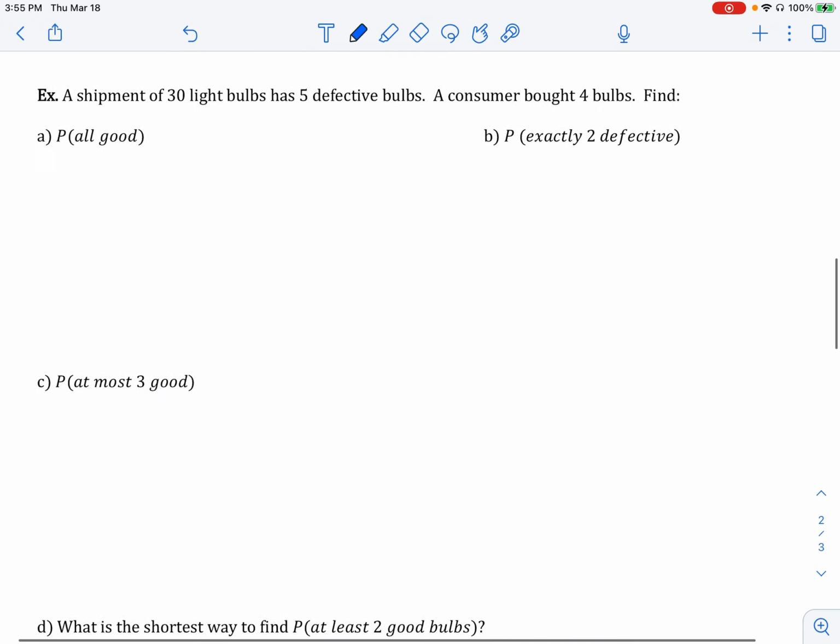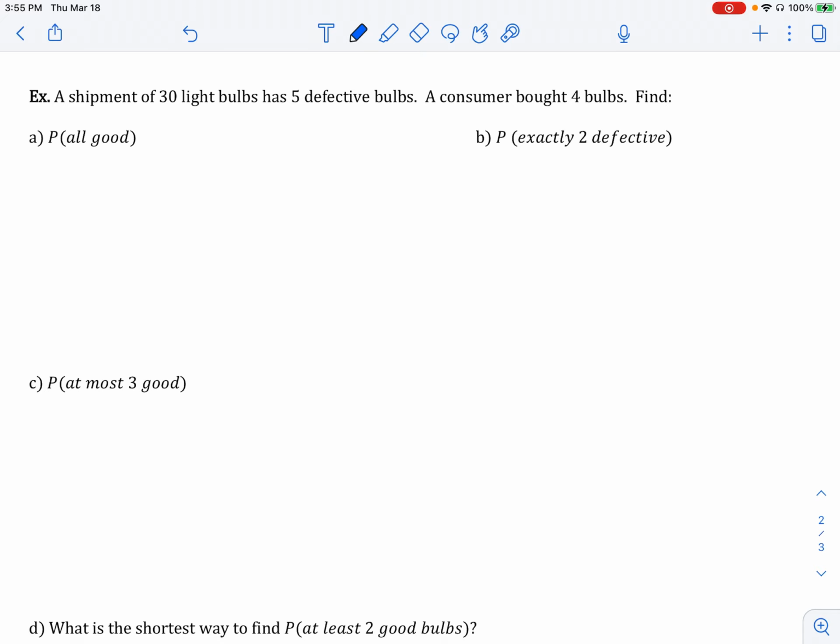So let's talk about the shipment of light bulbs here. This is kind of similar to the problem that we did in the previous lesson with the professor choosing 10 problems for the test out of the 20 that are available. But I do this just to highlight the idea of independent versus dependent.